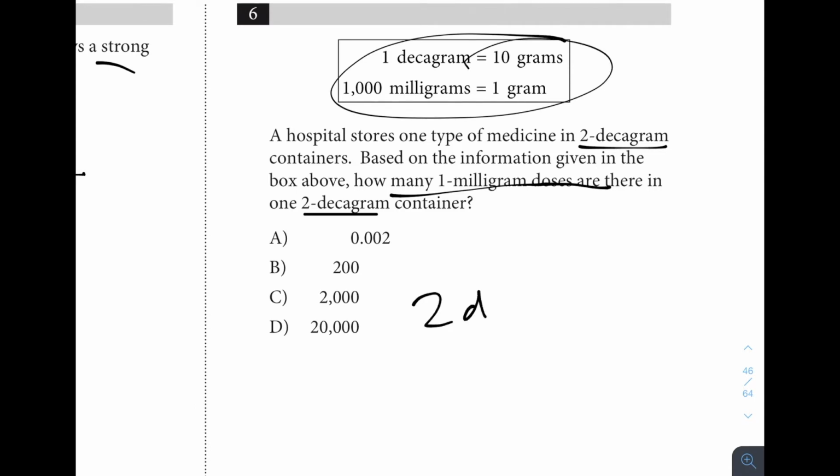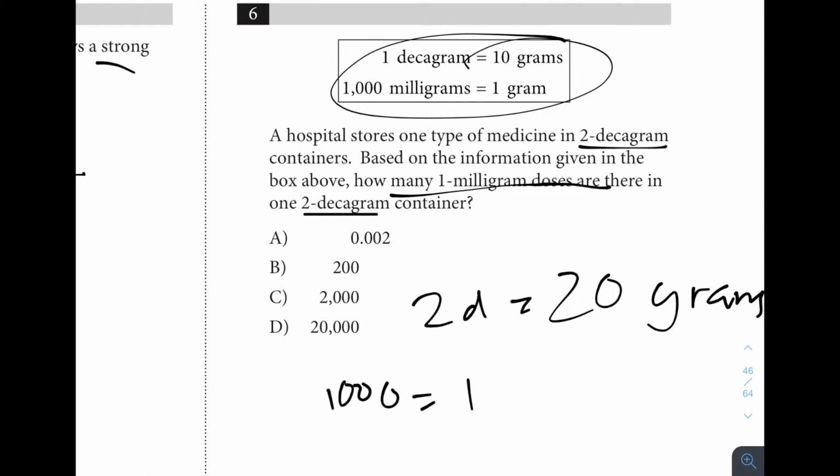And then 1 gram equals 1,000 milligrams. So we can get that equation, 1,000 equals 1, and multiply each side by 20 since we have 20 grams. So 1,000 times 20 is going to get you to 20,000.